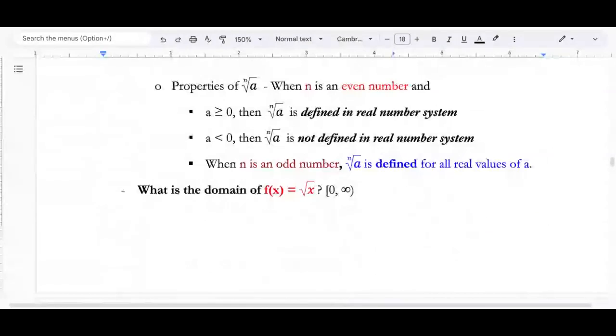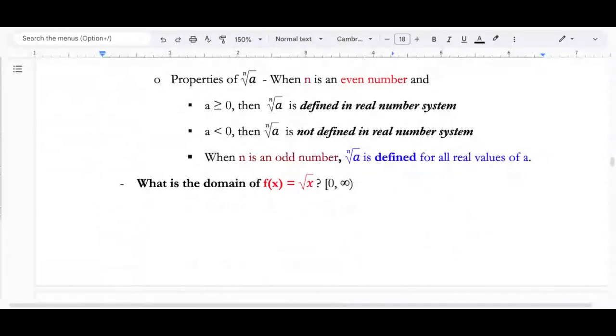Let's see properties of the nth root of a. When n is an even number, if a is greater than or equal to 0, then the nth root of a is defined in the real number system. If a is less than 0, then the nth root of a is not defined in the real number system, but in the complex number system. When n is odd, the nth root of a is defined for all real values of a, right? Because a can be negative.